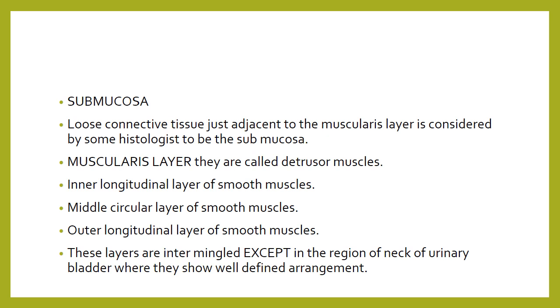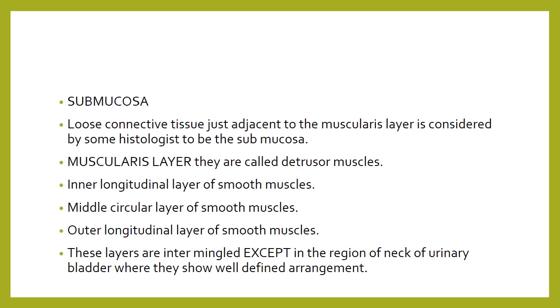Now, a few histologists consider that the loose connective tissue just adjacent to the muscularis externa layer is the submucosa. So, the submucosa is the loose connective tissue present just below the lamina propria, and then comes the muscularis layer, which is made up of smooth muscles, which are also called detrusor muscles, that is the pushing muscles.